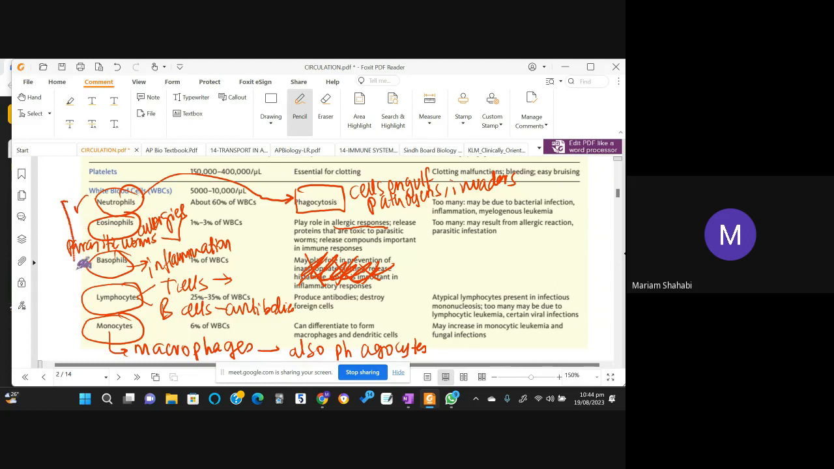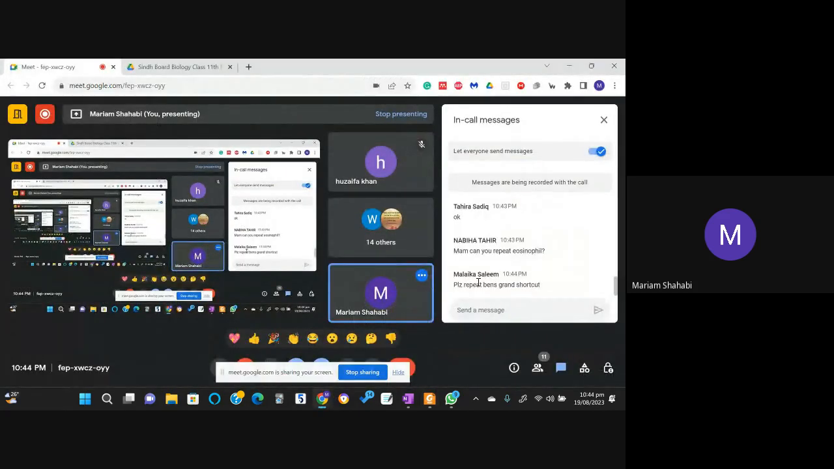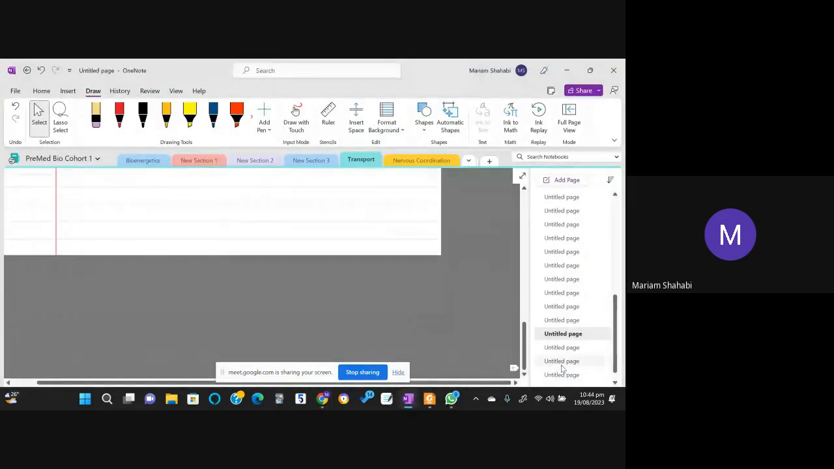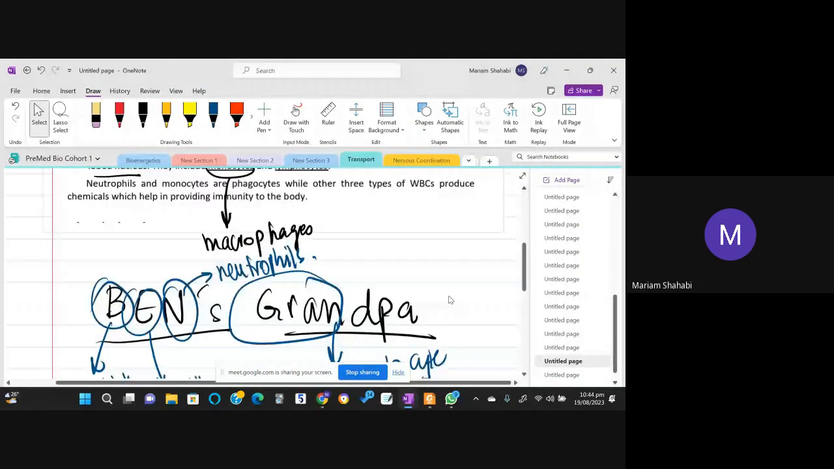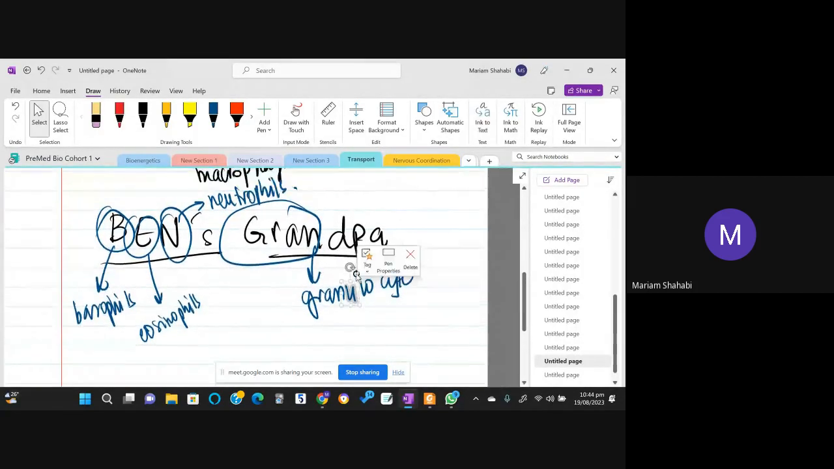Now you should know that all white blood cells are basically immune cells. इनका काम ही यही है, to defend. ठीक है, बस. Now we'll take this up tomorrow. अच्छा, वो wait, मैंने नोट्स में डाल दिया है वैसे. निमोनिक ये है कि बेन 10 के ग्रैंडपा थे ना मेन कैरेक्टर, तो बेन्स ग्रैंडपा. तो BEN, बेन, बेसोफिल्स, eosinophils.